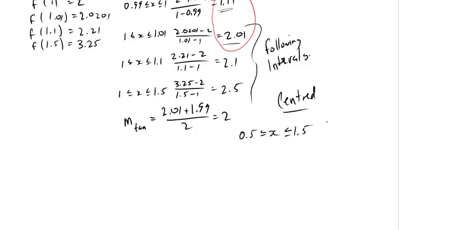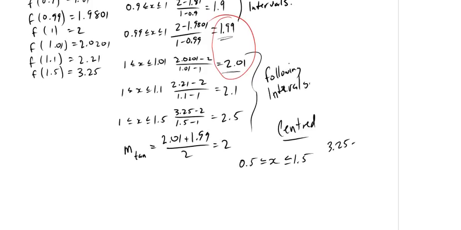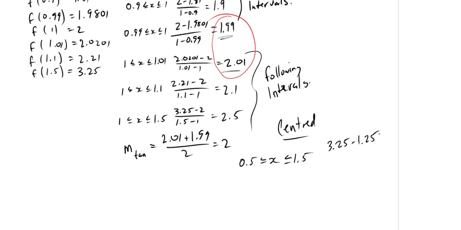Okay. And so that's going to be 3.25 minus 1.25 over 1.5 minus 0.5. And what does that work out to? 3.25 minus 1.25 is 2. 1.5 minus 0.5 is 1. 2 divided by 1 is 2. All right? Okay.